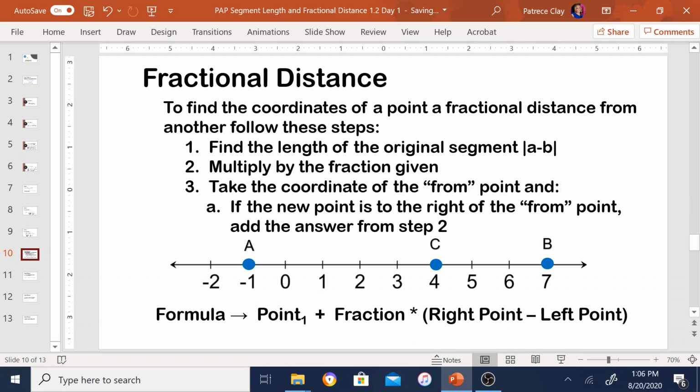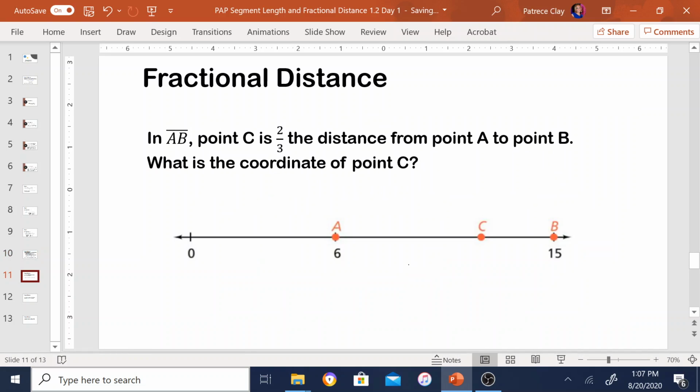So now we're going to try and determine fractional distance. So fractional distance is when you need to find a point that is a fractional distance away from another point, not quite halfway in the middle. So in order to do this, we need to find the length of the original segment, and then we have to incorporate the fraction. So we start by taking the right point minus the left point, then we multiply it by the fractional distance, and then we add it to our original point. Okay? It's a few steps in there. So here's a formula for you to reference, and let's try it on our next problem.